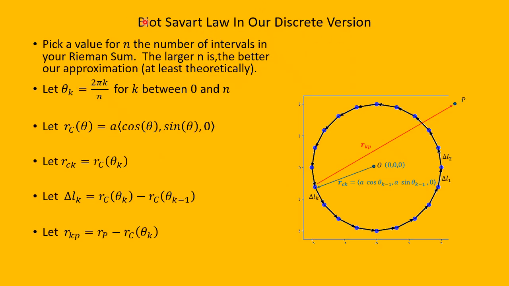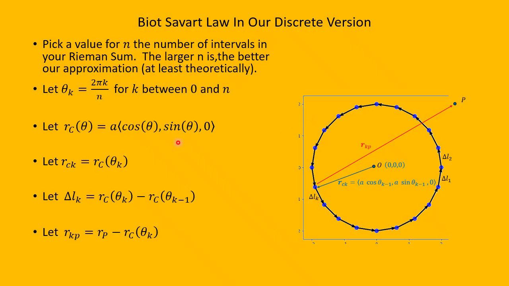So let's look at the Biot-Savart law in our discrete version. First of all, we're going to have Riemann sums with n terms. So we'll pick a value for n, the number of intervals in our Riemann sum, and theoretically at least, the larger n is, the better our approximation would be. However, with computers, larger n is not necessarily always better. We'll let theta sub k be 2 pi times k divided by n, the n that we had up here, for k between 0 and n.